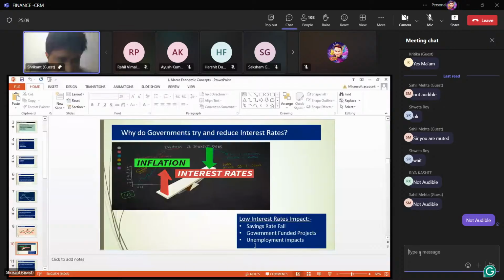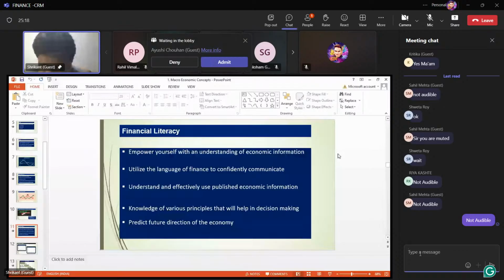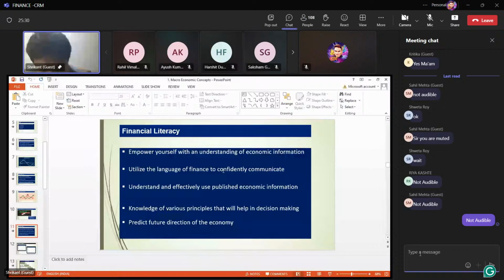Now you talk about financial literacy. You have to empower yourself in an understanding of economic information. You must have adequate economic information and make sure that you are using it wherever you're working. You have to utilize the language of finance to confidently communicate about all the policy changes that are taking place, that you read in the newspaper or hear on television news.